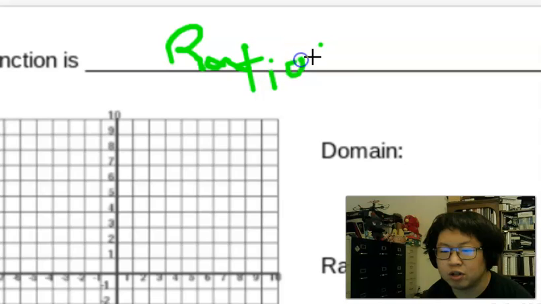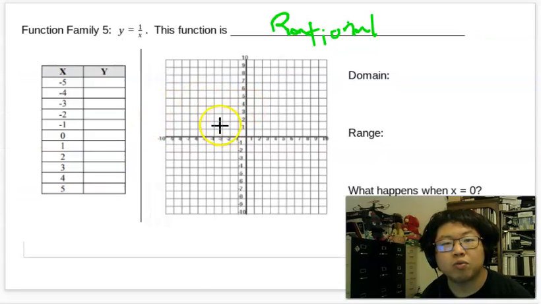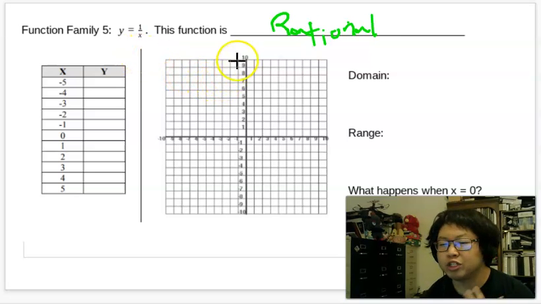I'm going to zoom in a little bit. Rational function. Okay. We'll zoom out. All right. The rational function is this group of functions that is kind of separated, and I'll show you why. Okay. Let's think about this.